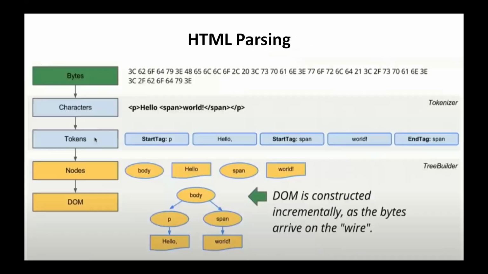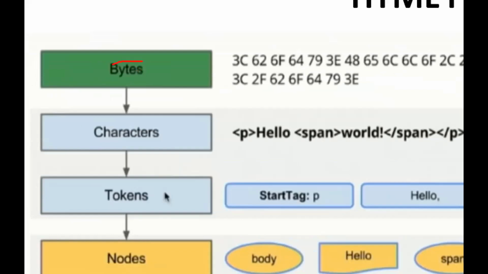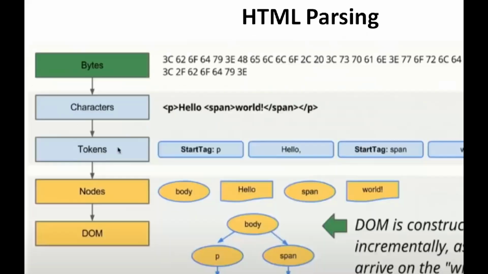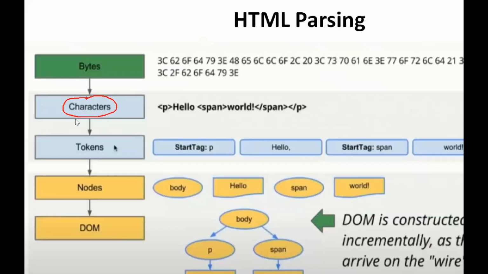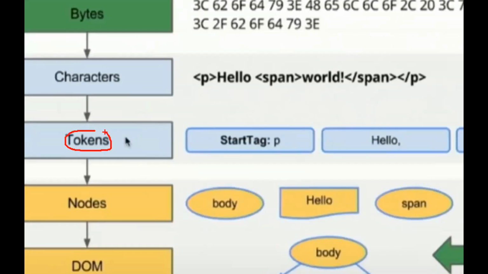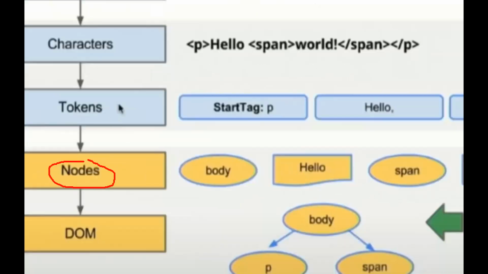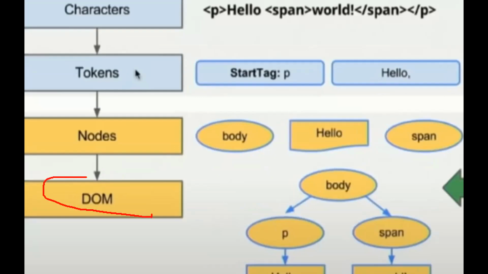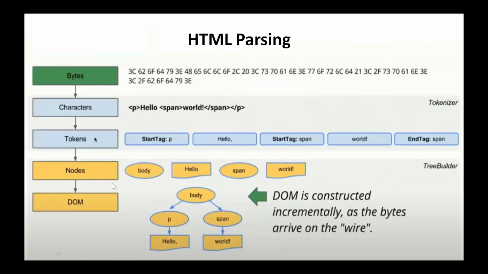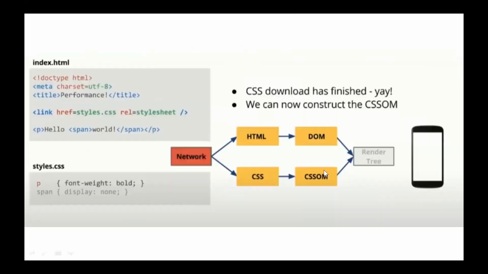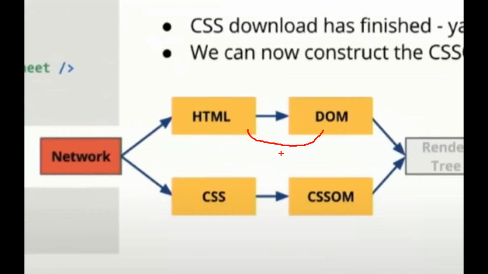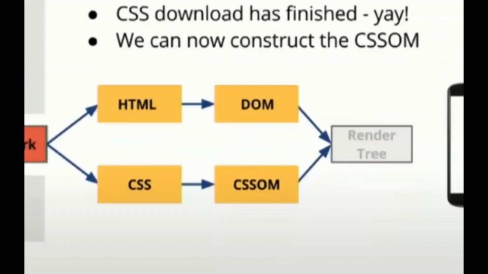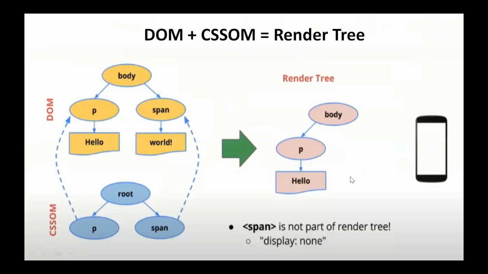First, I will show you the browser process, how it happens. Whatever you have written is converted into bytes. From bytes, it is converted into characters. From characters, it is converted into tokens. From tokens, it is converted into nodes. Nodes are arranged into a hierarchy called the DOM. A DOM is constructed. And very important, HTML will generate the DOM and CSS will generate the CSS object model. Finally, these are rendered.